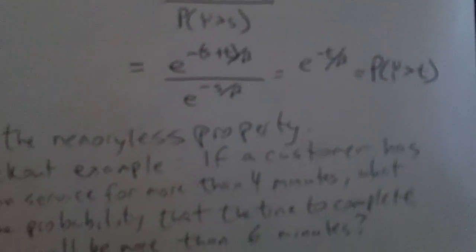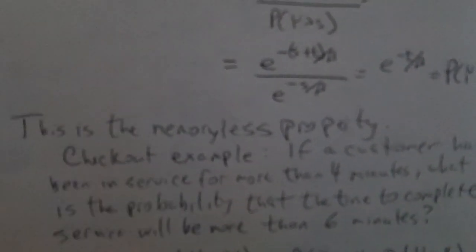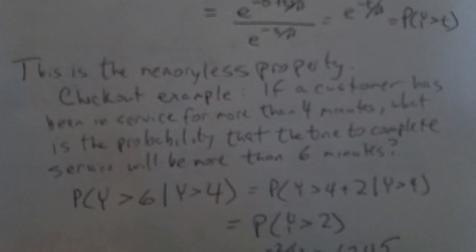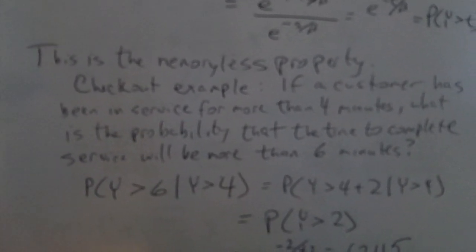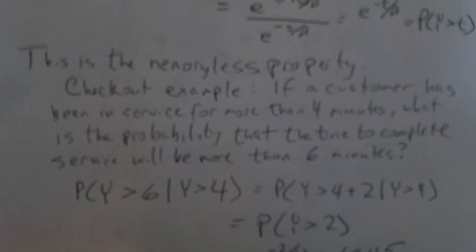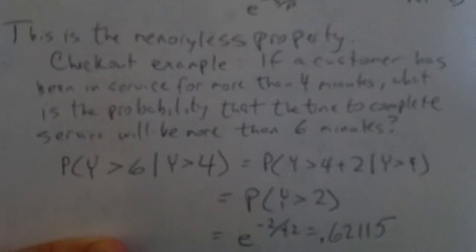We had something like this with the geometric. It's the memoryless property. And in terms of an application here, an example would be with regard to the checkout. Suppose somebody's been in service for more than 4 minutes, has not completed service yet. What's the probability that it will take more than 6 minutes to complete service?